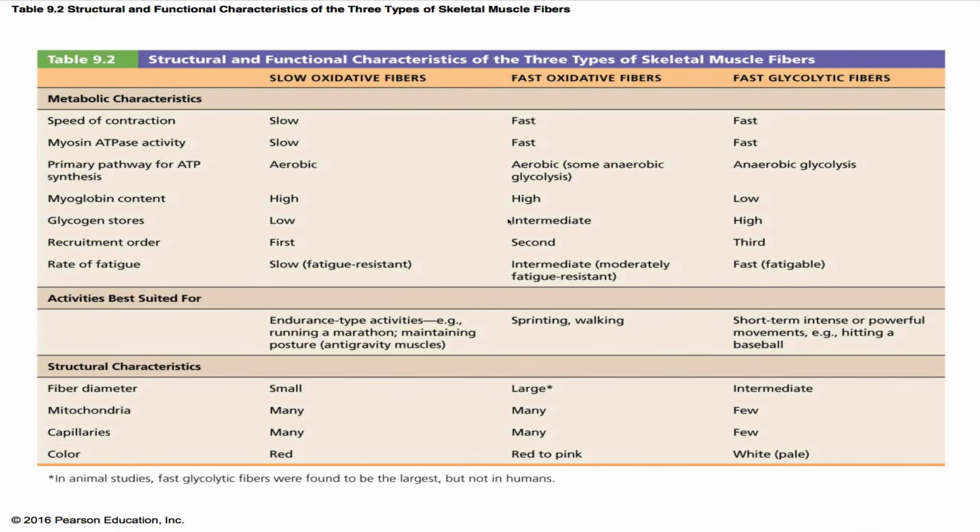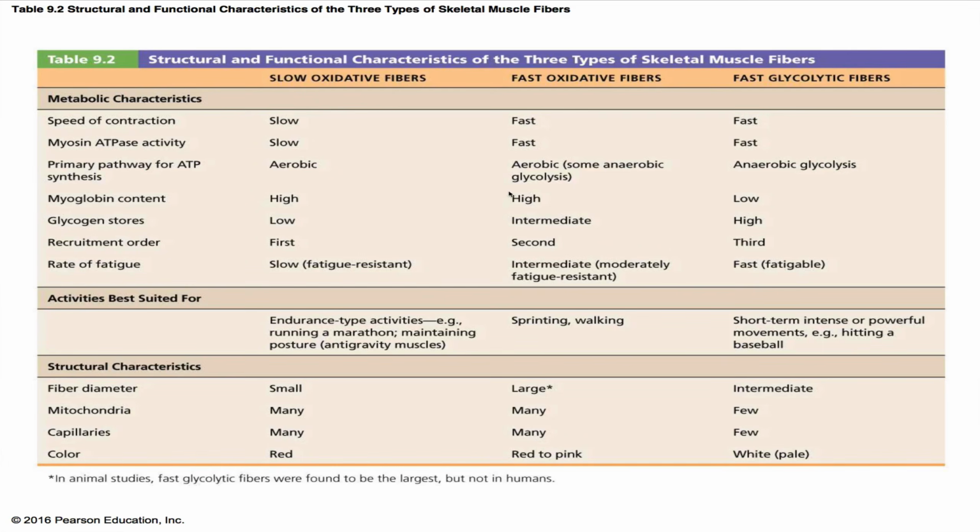Now, what else? Intermediate amount of glycogen stores. So this does use more energy than the slow oxidative fiber does. But yeah, the speed of contraction is going to be fast because the myosin ATPase activity is fast, right? Remember what I said, these two things go hand in hand. The myosin ATPase activity affects the speed of contraction. It's one of the things that affects the speed of contraction.